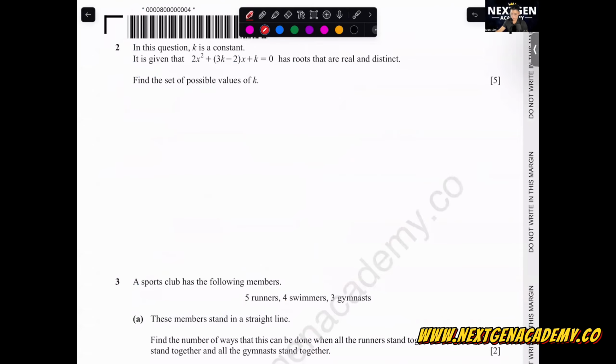It is given 2x squared plus (3k minus 2)x plus k equals 0 has roots that are real and distinct. Okay, what does it mean? Find the set of possible values of k. This is a quadratic and they tell us the type of roots. What is the equation for this? Real and distinct. Distinct means different. If you don't know the word, distinct means different.